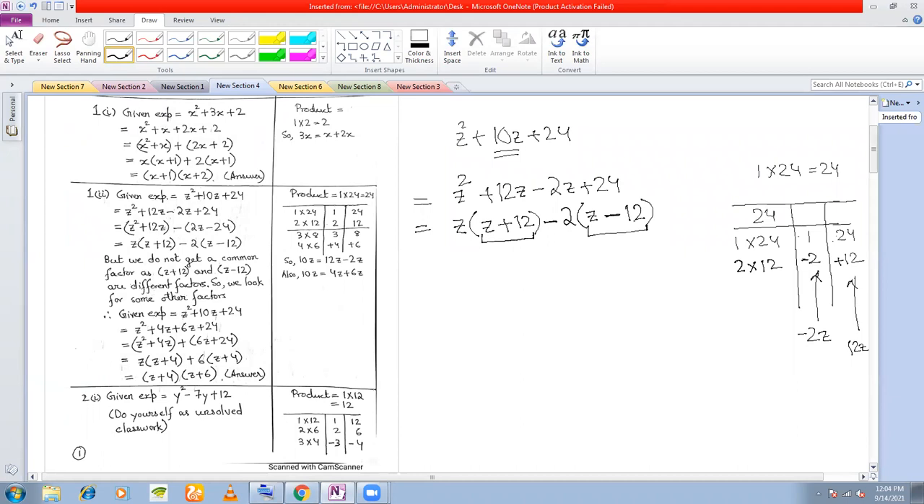Z plus 12 you are getting here, and Z minus 12 you are getting. Okay, that is the problem. These two are not equal. That means this factor that I have got, minus 2z and 12z, will not work. That means I have to find some other factor.